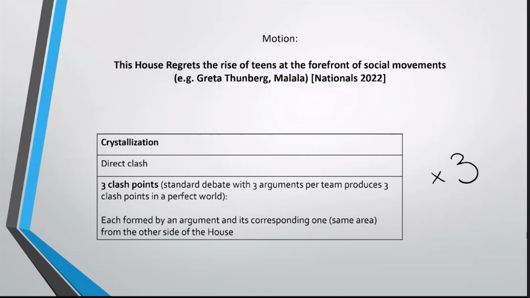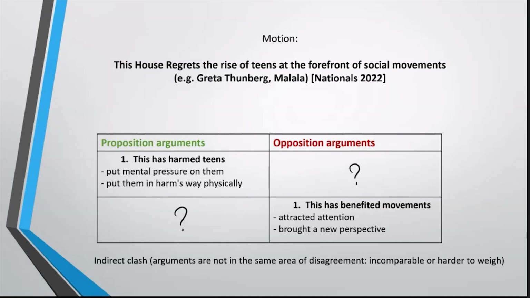However, this is not very often what happens in debate, and sometimes it looks something a little more like this. Proposition makes the same argument that this has harmed teens, but opposition instead makes an argument that this has benefited movements by attracting attention to them and bringing a new perspective. So in this case, we don't really have this direct clash that we had before because the general area of disagreement is not the same. So one of them talks about teens and one of them talks about movements. So this makes these two arguments incomparable or harder to weigh.